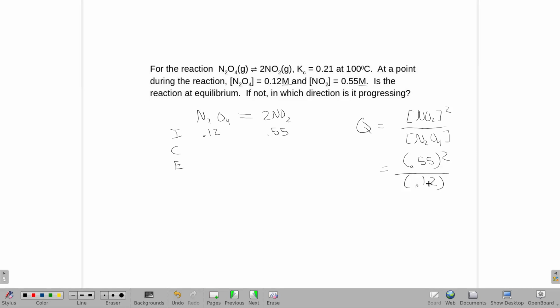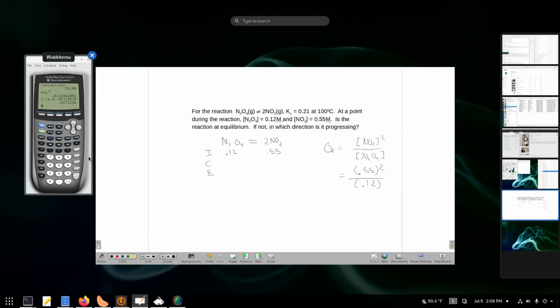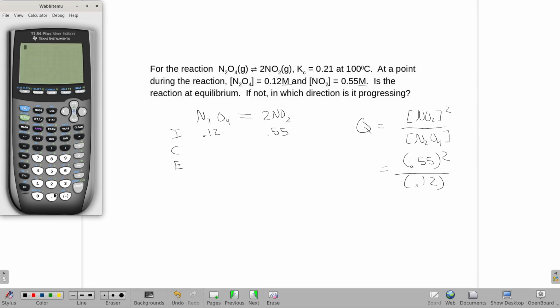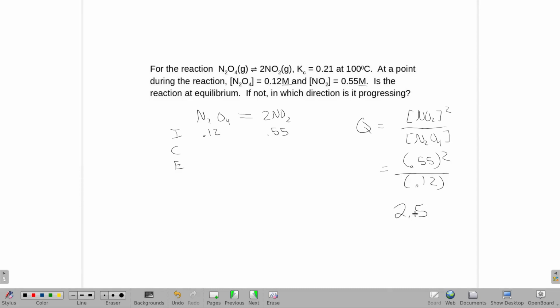And what do we get here? 0.555 squared divided by 0.12. The Q for this at that point is 2.5. Alright, now looking at the K, this is definitely larger. So it's saying this quotient is too big. It needs to get smaller. The only way that's going to happen is for this to go backwards.